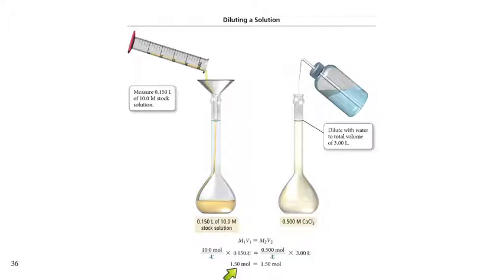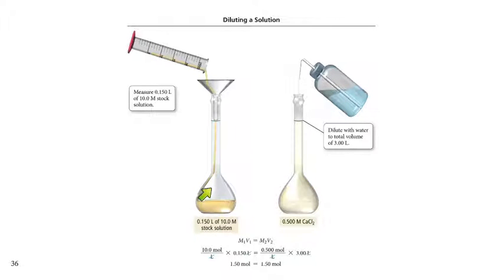And so we end up with 1.5 moles of solute in each solution. But this solution is larger in volume and lower in concentration. So we measure out 0.15 liters of our more concentrated solution. We put it into a volumetric flask. Then we're going to add water.